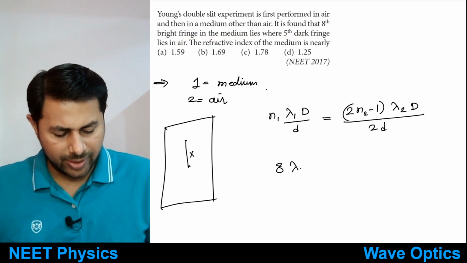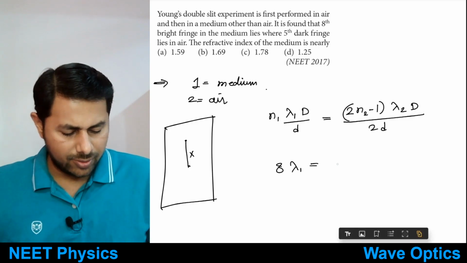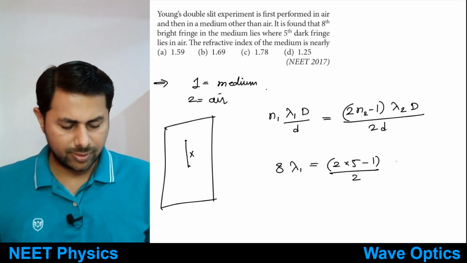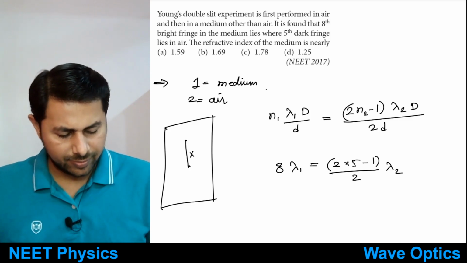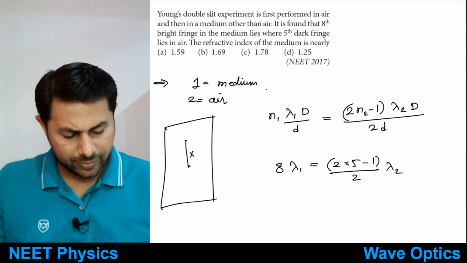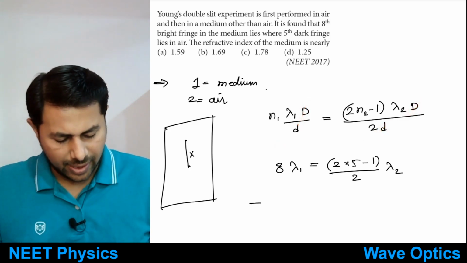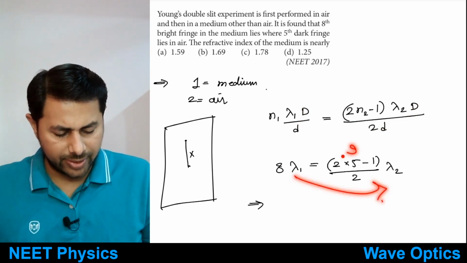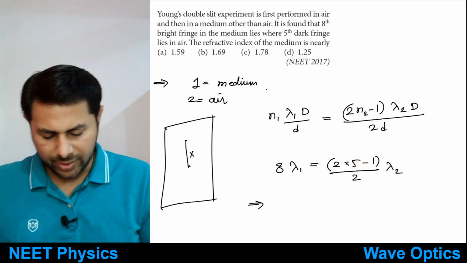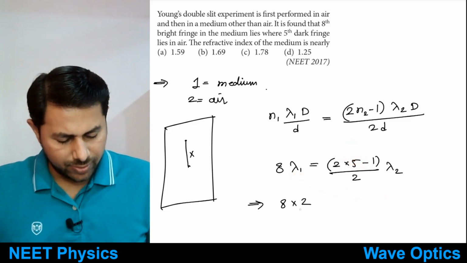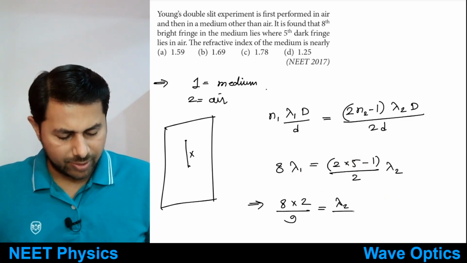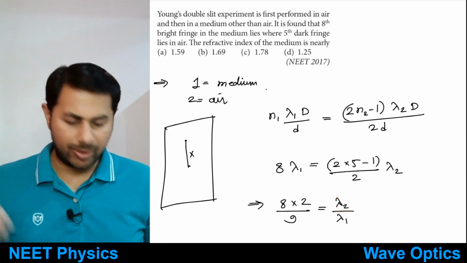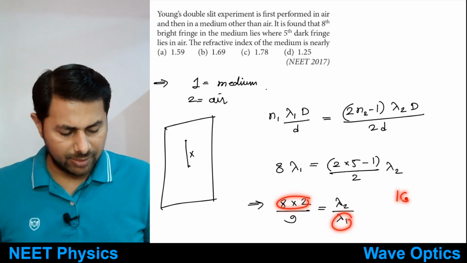So 8 times lambda 1 must be equal to (2 times 5 minus 1) by 2 times lambda 2, right? Okay, so this D by d will get cancelled, and what remains is, we want refractive index, so take lambda 1 on that side, and this would be equal to 9 by 2. Move this on this side. So 8 times 2 by 9 is equal to lambda 2 by lambda 1, the wavelength in air divided by wavelength in the medium. So this is equal to 16 by 9.